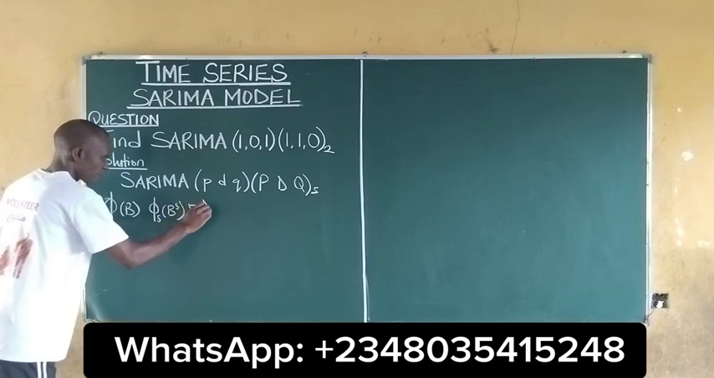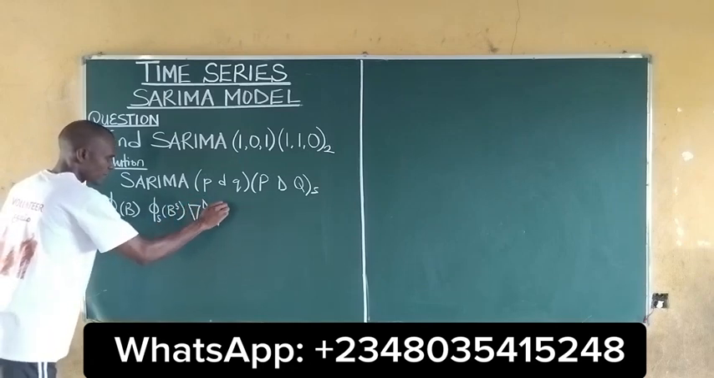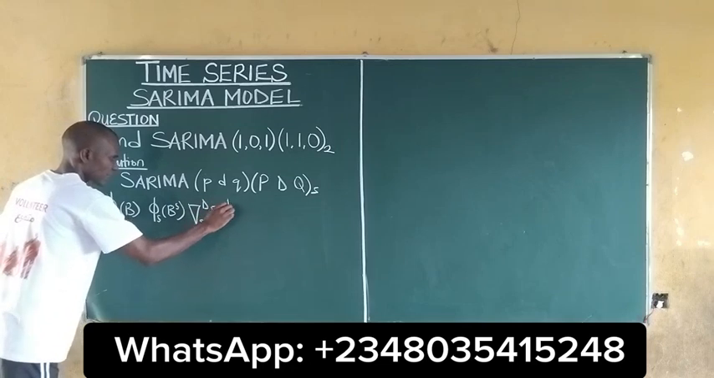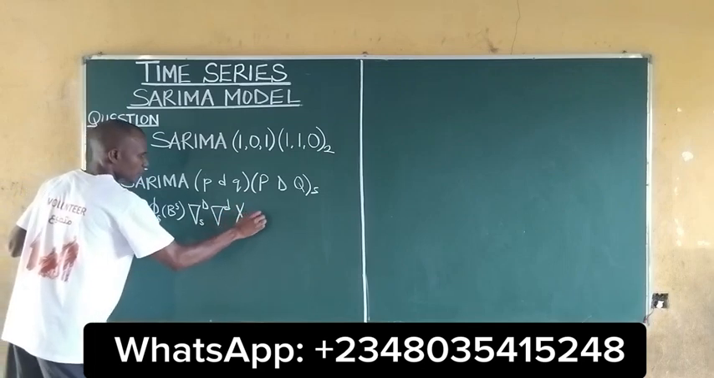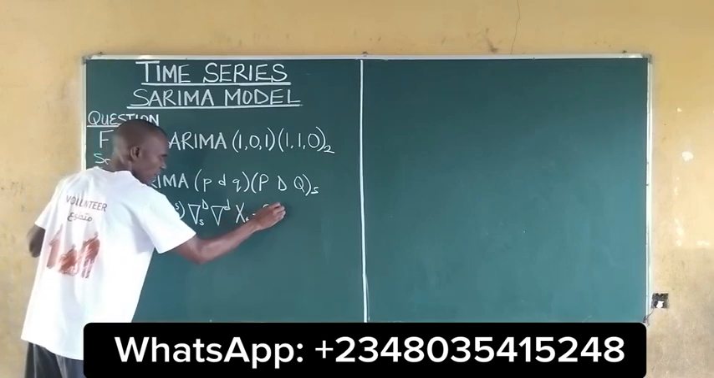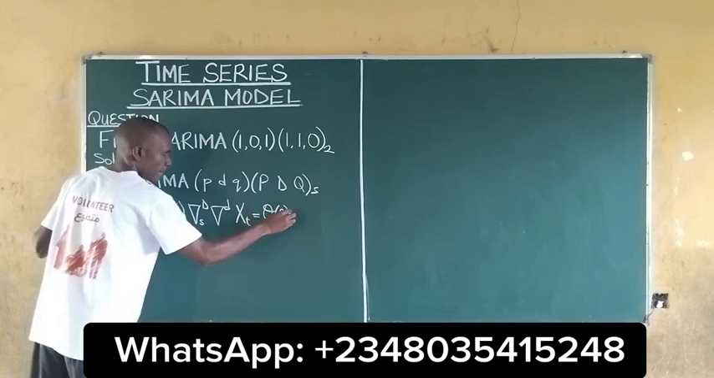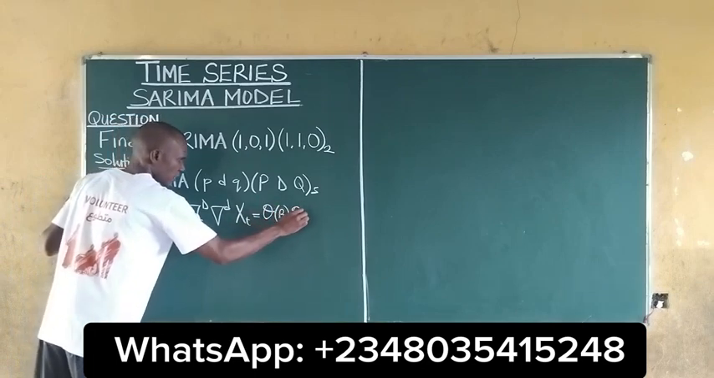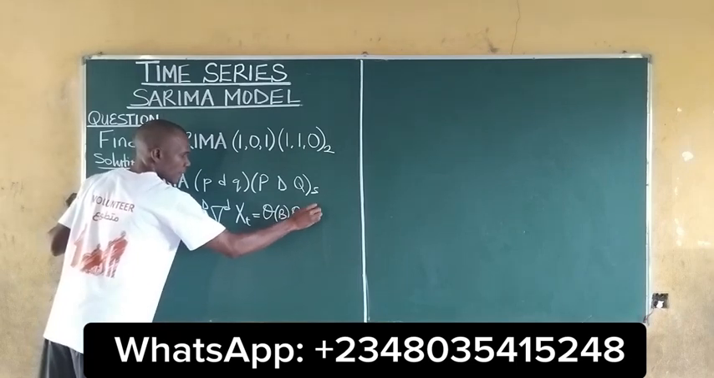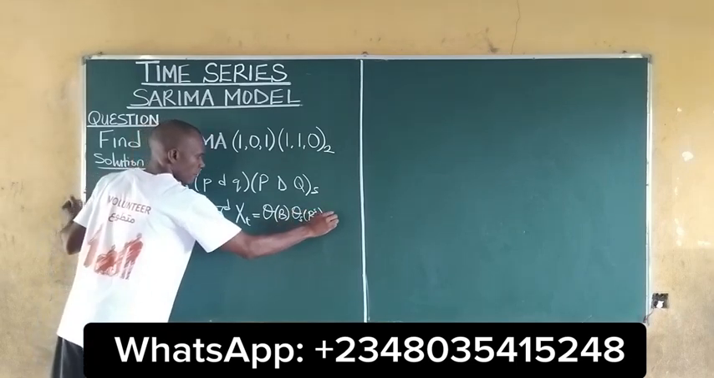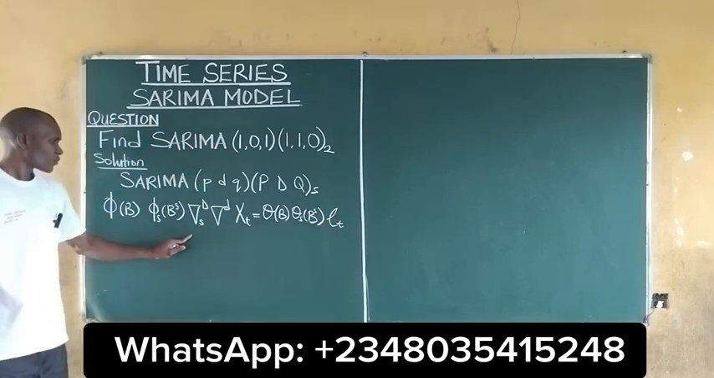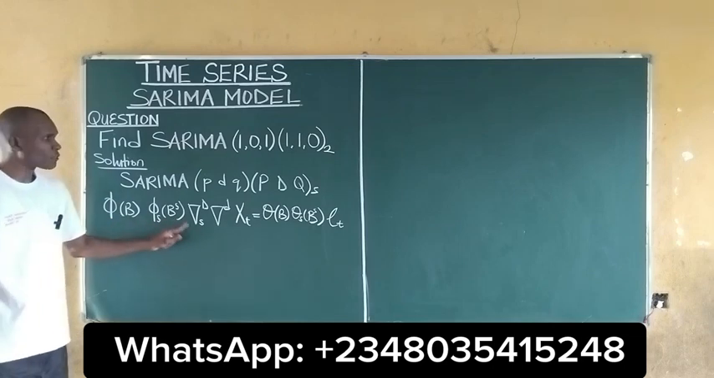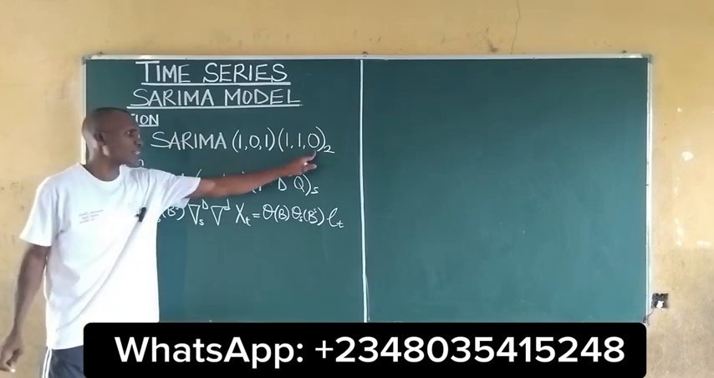We also have our difference, the seasonal parts, our time series, the moving average parts, the seasonal moving average parts, and our error term, also known as the white noise. So we now have to define each of these parts with respect to the question that is given.